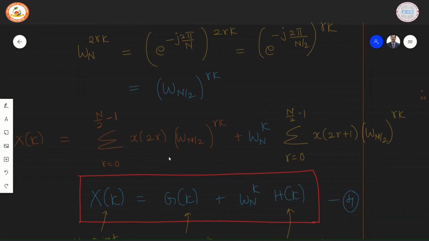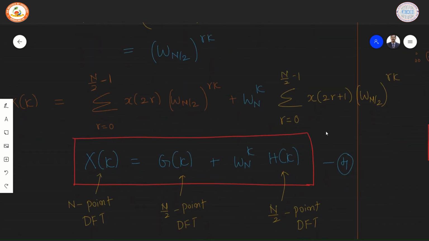Now, in the above equation, we have two summations. Each of the summations can be given a name. The name given for the first summation is called G of k. The name given for the second summation is called H of k.